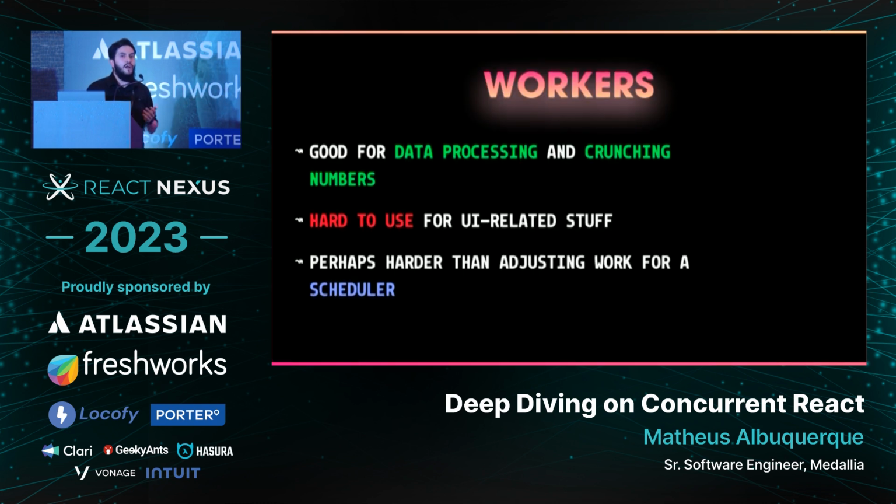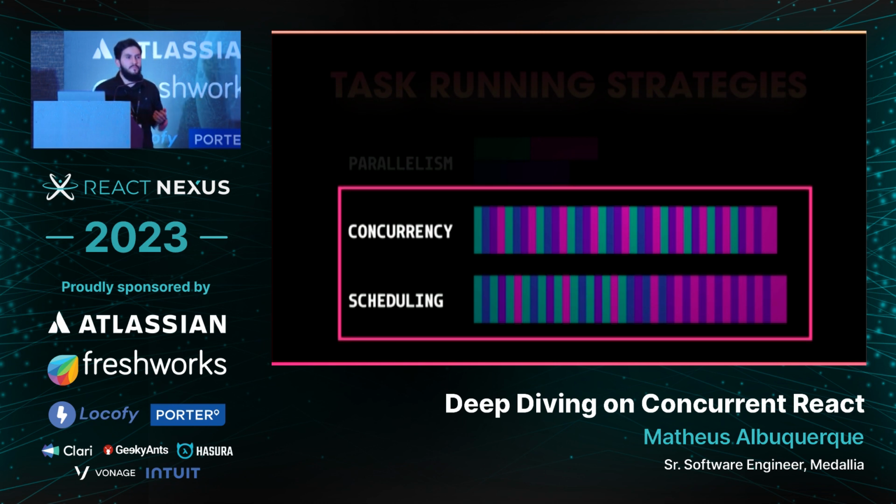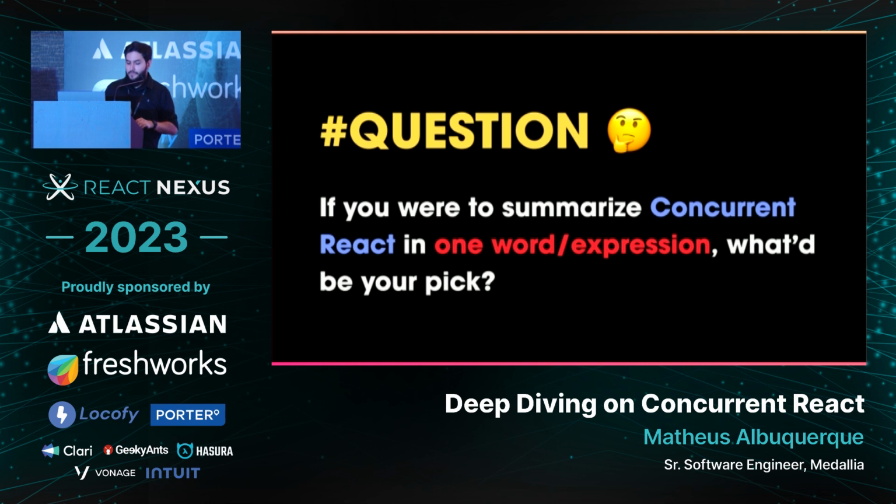But overall, I still have the impression that workers are great when you have to do some heavy processing or crunch numbers, that kind of stuff. But sometimes they're really hard to adjust for UI-related stuff, and sometimes I notice it's perhaps harder than using a scheduler, for example. So that's when we start talking about concurrency and scheduling.